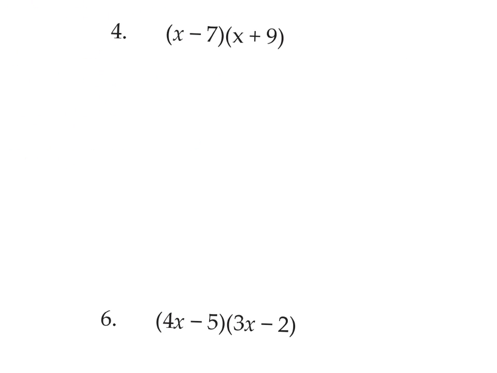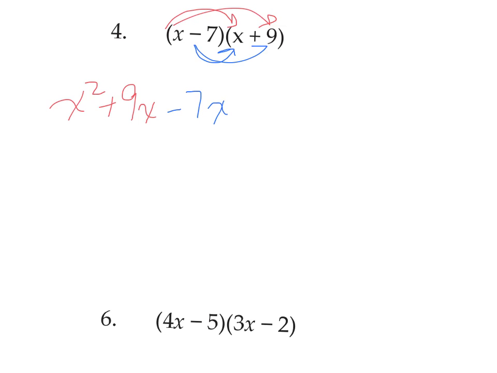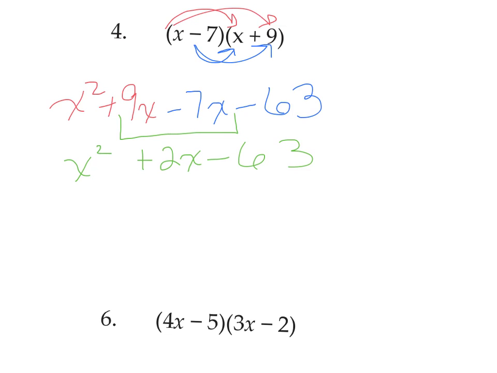On number 4, same thing, double distribute. So we'll distribute this x first. X times x is x squared. X times 9 is 9x. Then we'll distribute the negative 7. Negative 7 times x, negative 7 times 9. Then we will combine like terms. Positive 9x and negative 7x make positive 2x. We still have x squared here at the front and negative 63 at the back.